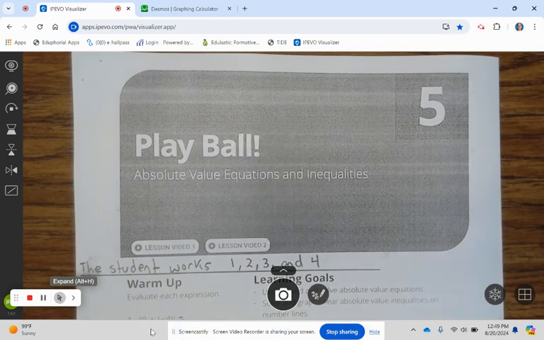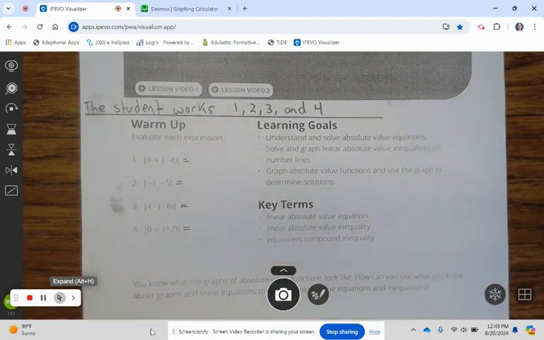Play ball, absolute value equations and inequalities. The student works 1, 2, 3, and 4.